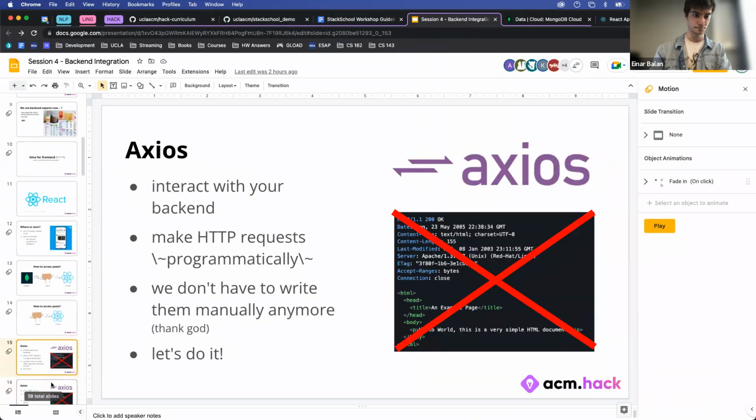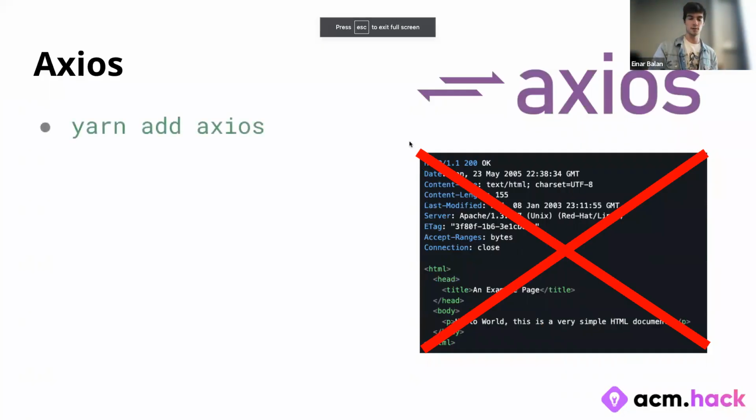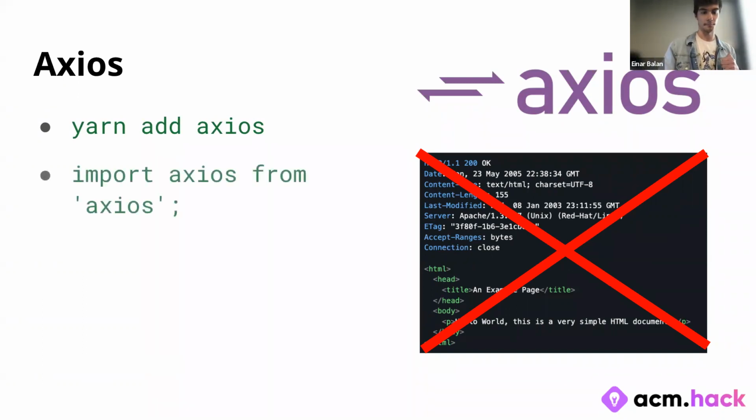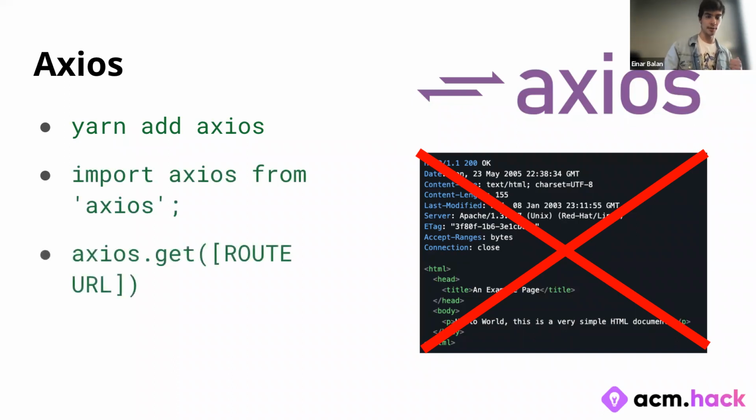So let me go back to the slides here. All right. So as a recap, make sure you add Axios to your project. Otherwise, it's not going to work. And make sure you import Axios as well. And then to make a GET request in particular, you're going to do axios.get and then some URL. In our case, it was localhost 8080, right? /feed. And it's going to return a promise.